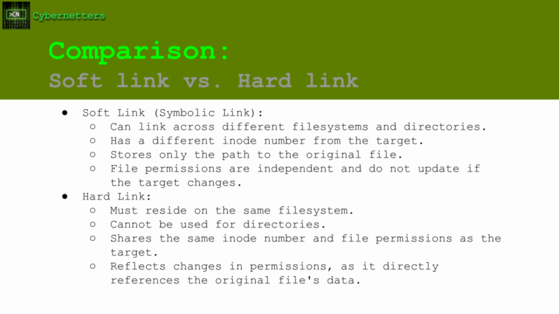A soft link can link across file systems and directories, stores only the path of the original file, and if the target file is deleted, the link will break. Hard links, remember, are a duplicate reference. They must be on the same file system and share the same inode and permissions as the target, and even if the original is deleted, the hard link still works. So if you need a flexible shortcut, you use a soft link, and if you want an unbreakable reference, you go with a hard link.